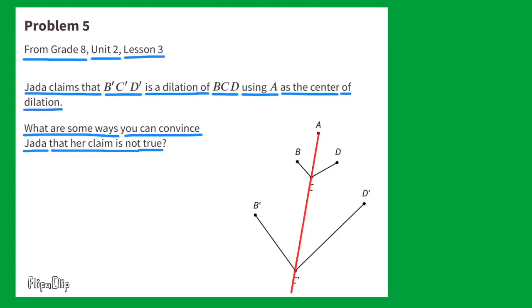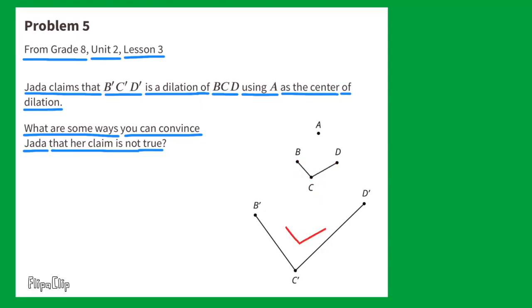First, I'll check to see if A, C, and C prime are collinear, and they are. And I'll check to see if A, B, and B prime are collinear, and they are. And A, D, and D prime are also collinear. So far, so good for Jada. I'll have to do a little bit more digging to convince her that her claim is not true.